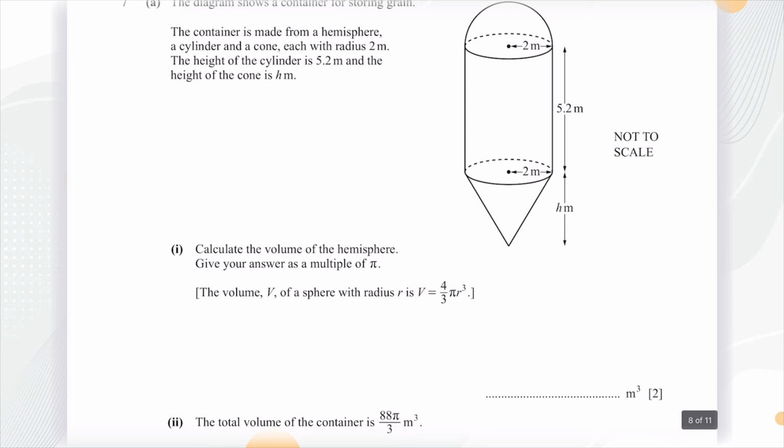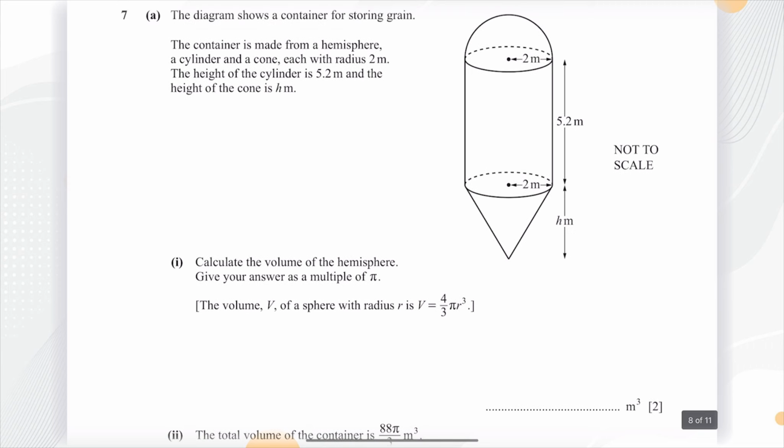The container is made from a hemisphere and a cylinder and a cone. So there are three shapes altogether: a hemisphere, cylinder, and a cone. Calculate the volume of the hemisphere. Give your answer as a multiple of pi. For the hemisphere, we are given the formula for the volume of a sphere. If it's a hemisphere, don't forget to divide by 2. So 4 upon 3 divided by 2 is 2 upon 3 pi r cube. Everything else remains the same.